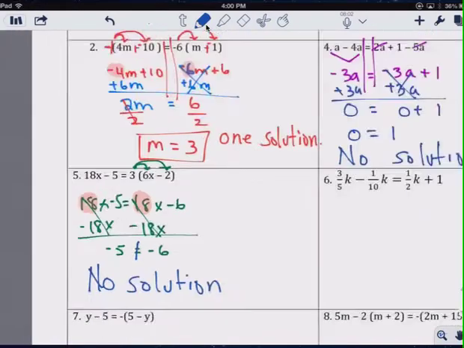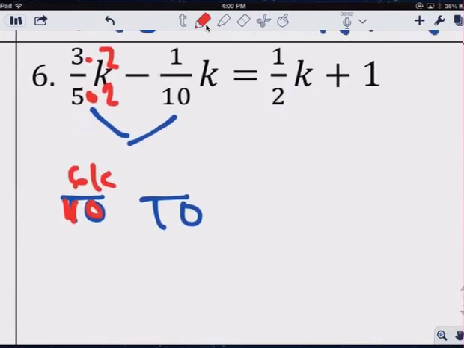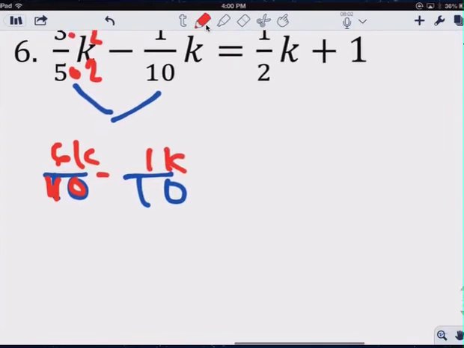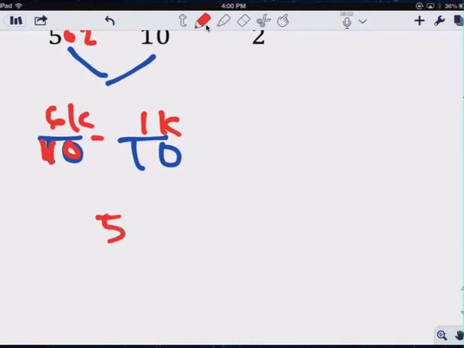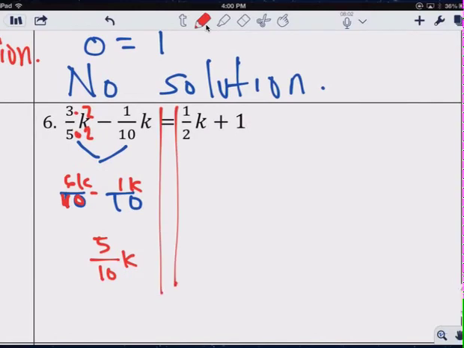Okay, and this one here, oh look, we can combine like terms. Common denominator is 10. Okay, 5 times what makes 10? 5 times 2 makes 10. So times 2 in the numerator, that's 6k. Minus, okay, 10 is the same, so everything here stays the same. Okay, that gives us 5 over 10k from this side. The other side, there's really nothing we can do.